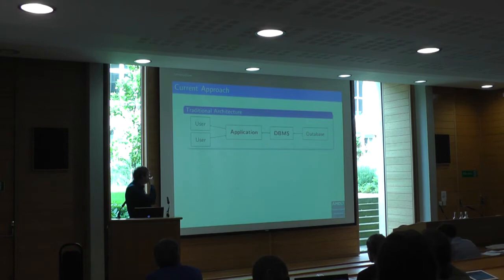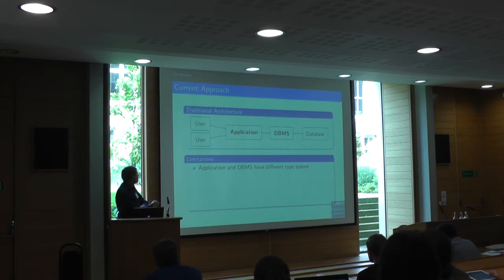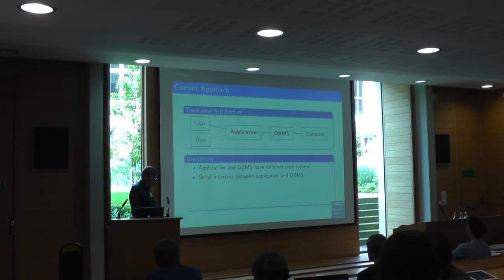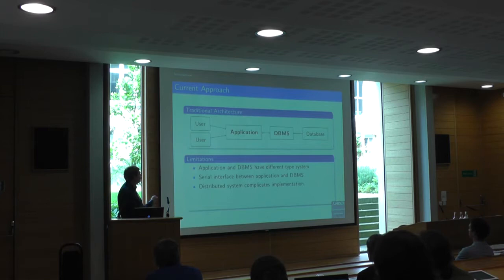But there are problems in implementing such a system. The application and the database management system have different type systems, so there's an impedance mismatch. Another problem is that you have a serial interface here. Normally, when you want to execute a transaction that consists of multiple queries, you just enter them serially into the database. That's not optimal, because you could potentially execute them in parallel. In this case, you also have a distributed system, because both systems are in different processes, so they could fail independently, which complicates the implementation. There are some other problems too: you can get optimization effects, and it's also difficult to verify.